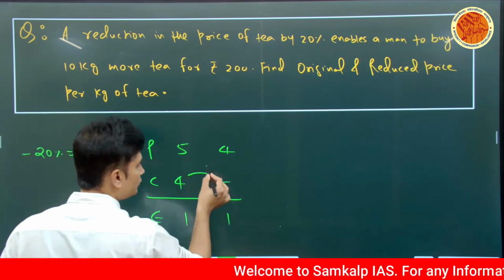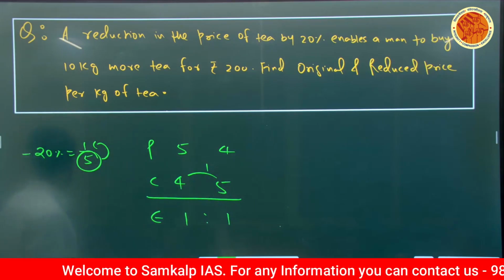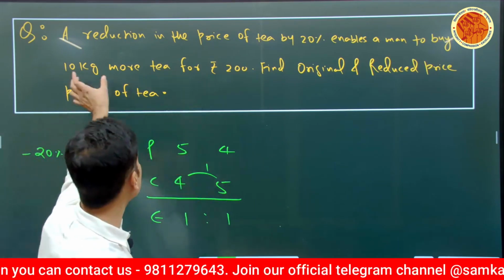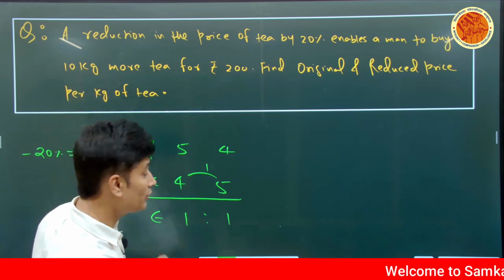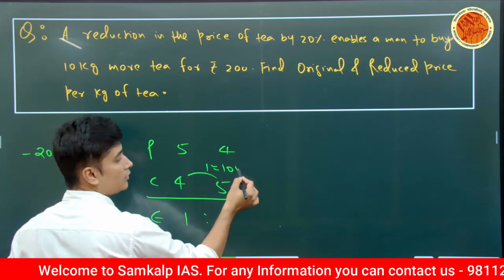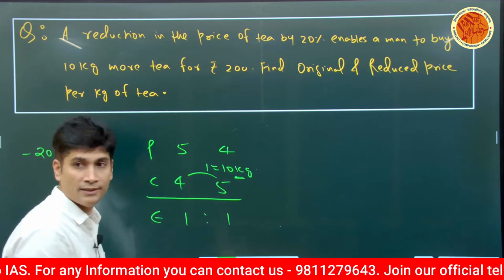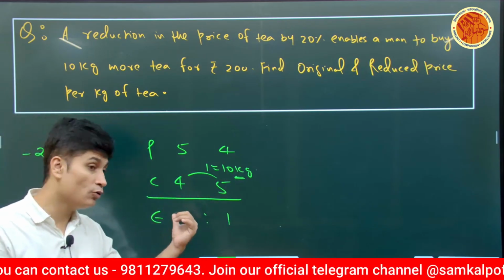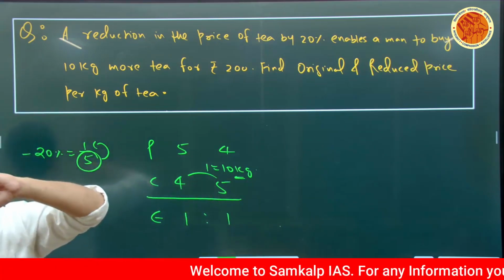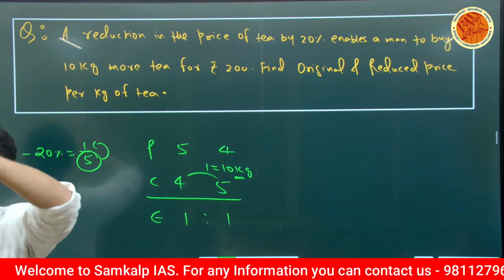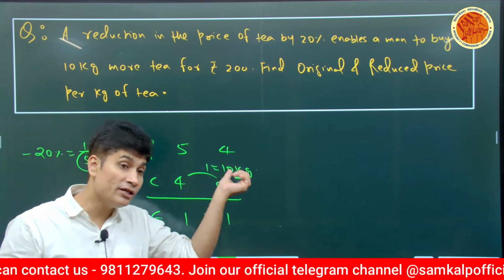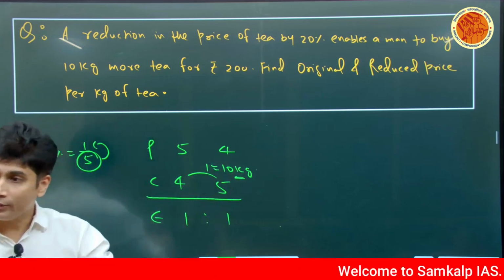So that means consumption increases by 1 unit. But here, consumption increases by how much? 10 kilogram. So can I say that 1 unit of consumption is equal to 10 kilogram? Because earlier consumption was 4 units, now consumption is 5 units. It increases by 1 unit, but in real terms it increases by how much? 10 kilogram. So we can say 1 unit is equal to 10 kilogram.